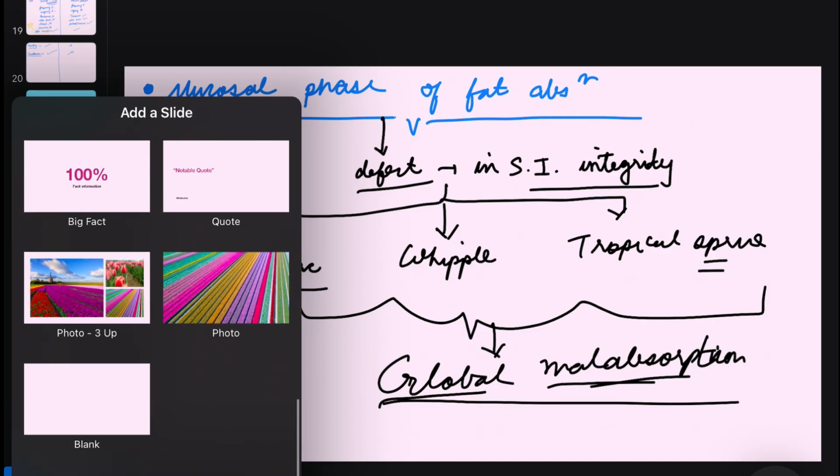Now, what is the post-mucosal part? We know that there are 3 phases of absorption: luminal, mucosal, post-mucosal. So now we are coming to the last phase of fat absorption, post-mucosal. That is, after the fat has been absorbed into the enterocytes, how will the fat reach the peripheral circulation and then the cells? That is the entire part of post-mucosal.